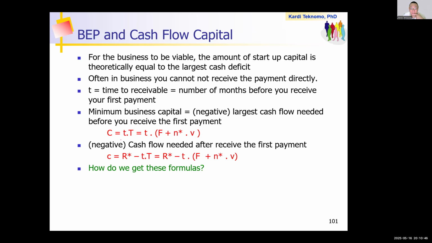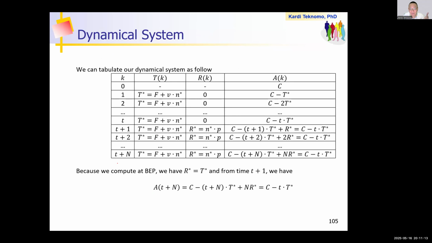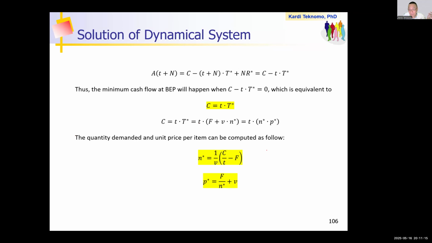That you can use. C here is the capital. T is the time that you can delay. And T here is the total cost. And this is the cash flow needed after receiving the first payment. So the rest of the slide is talking about how I derive this one, using a differential equation and so on. And then the final formula is this one, or this one.